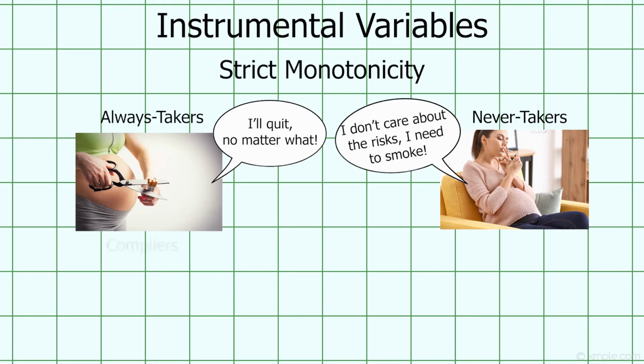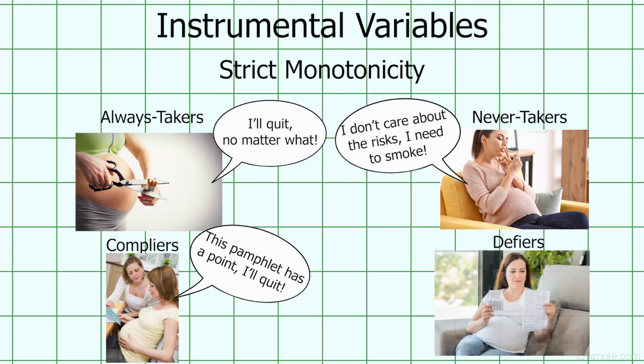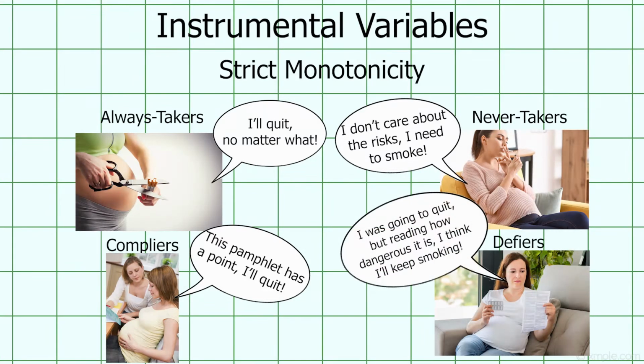Next, we have the compliers. These are women who are convinced to quit smoking because they received the pamphlets and gum. The final possible group are the defiers. Women who would quit smoking if they were in the control group, but change their mind and decide to continue smoking after they're given the pamphlet and gum.